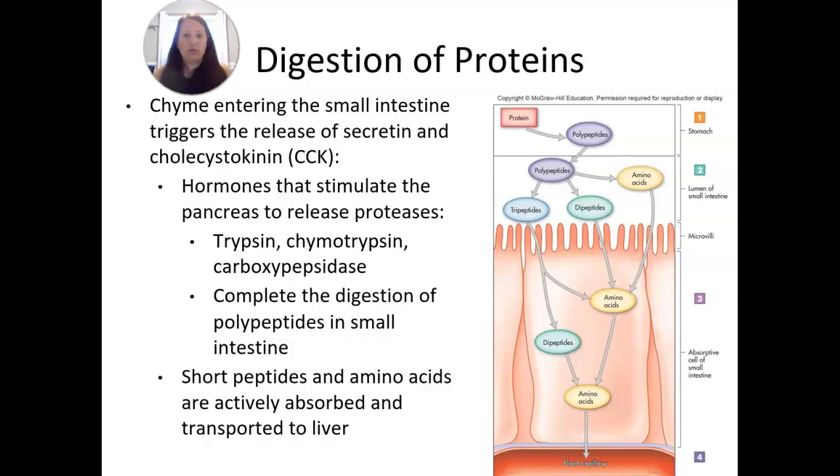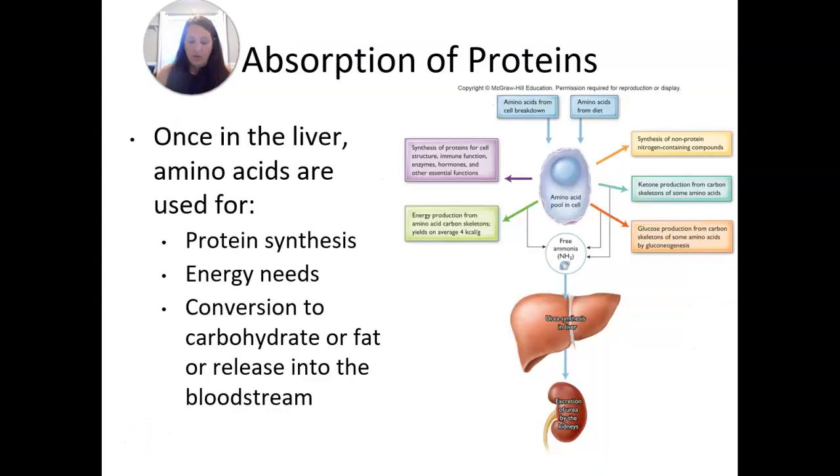Okay, so once we have either short chains, so tripeptides, dipeptides, or single amino acids, this process of absorption starts. And again, this is going to happen in the small intestine. The small intestine will be lined with cells that do absorption. You can see all of the villi and microvilli here. Okay, and so single amino acids will get absorbed, and they are going to, again, be transported to the liver via the portal vein.